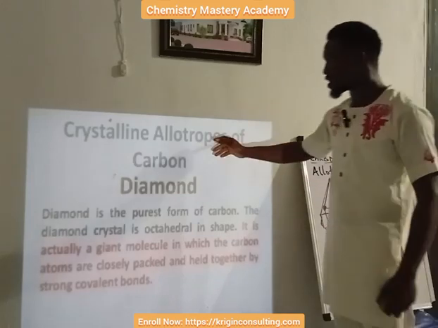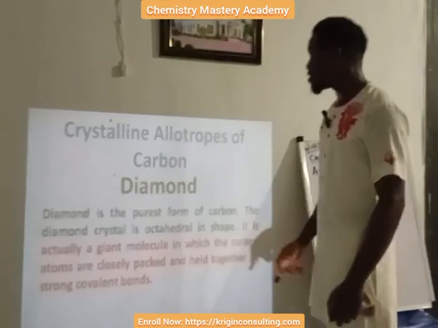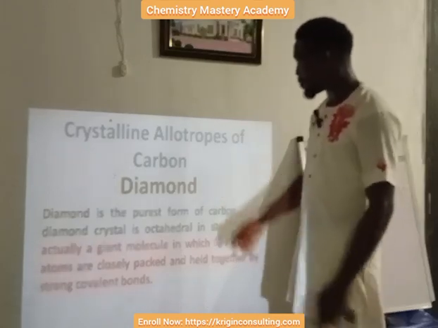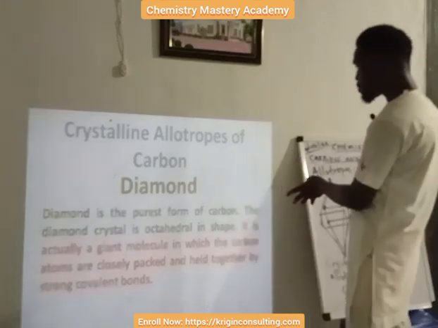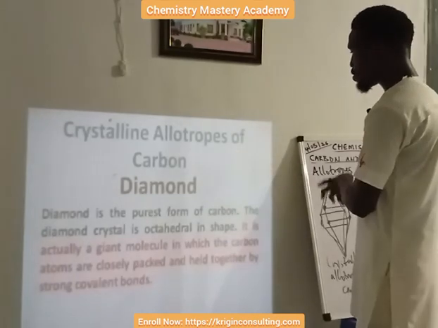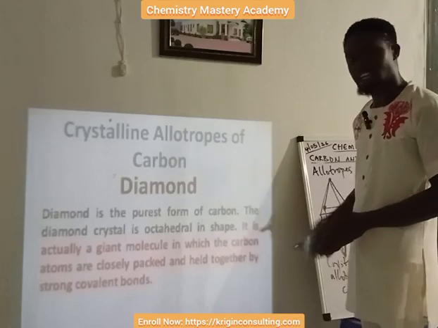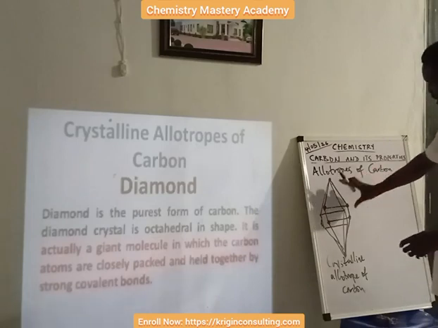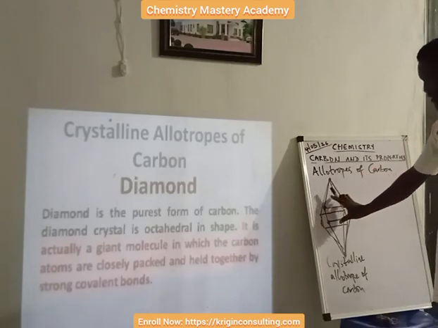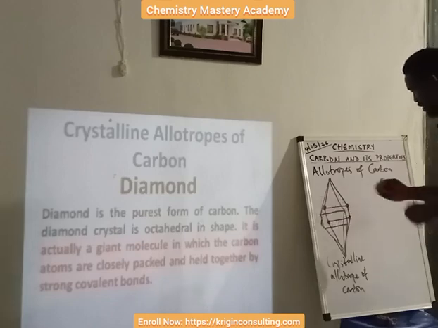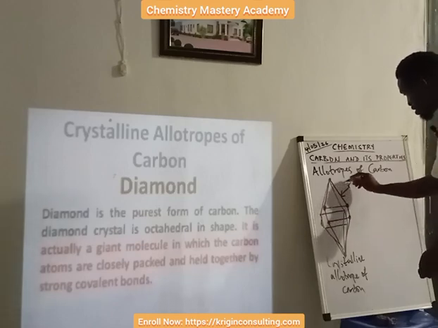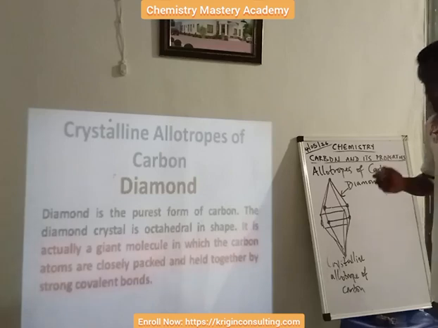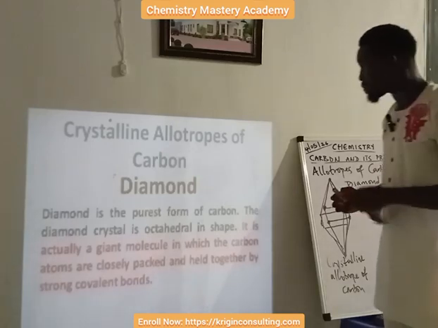Okay, so now let's look at diamond. We said diamond is a crystalline allotrope of carbon. So we are looking at the crystalline allotrope of carbon now, diamond. Now, what is diamond? We said diamond is the purest form of carbon. The diamond crystal is octahedral in shape. So this is the octahedral shape. This is the diamond. So it is octahedral in shape.